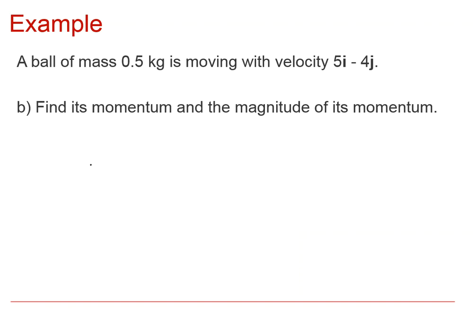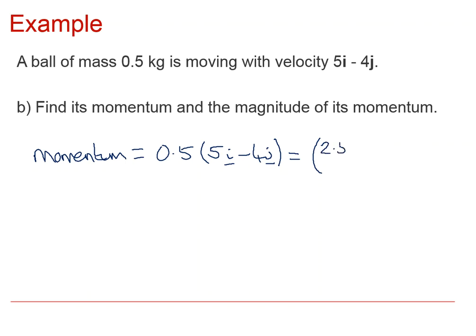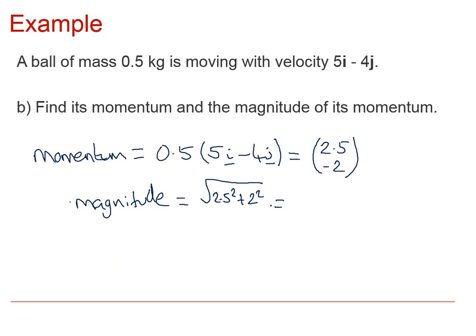We can now find the momentum and the magnitude of the momentum. So if you remember that the momentum is the mass times the velocity, this is going to be 0.5 times 5i minus 4j, or if we wrote that in column notation, that will be 2.5 and minus 2. And the magnitude of the momentum is just going to be the square root of 2.5 squared plus 2 squared, so it has magnitude 3.20, and that's to 3 significant figures.